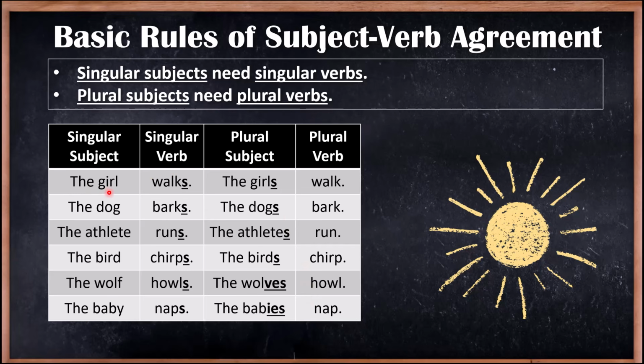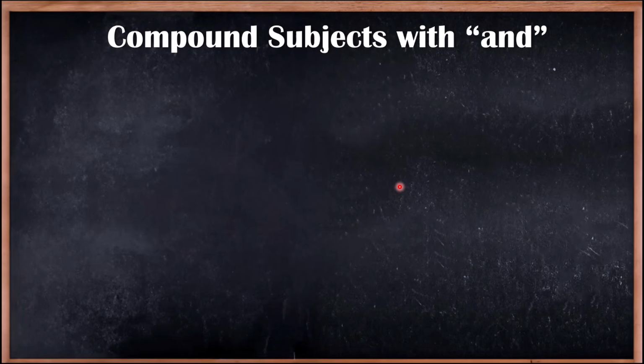The girl would be she. That's the pronoun for the girl. And the girls would be they, because it's plural. Just like the dog is it, and the dogs would be they. It's a plural pronoun. It barks, they bark. She walks, they walk. Now what about compound subjects with and?